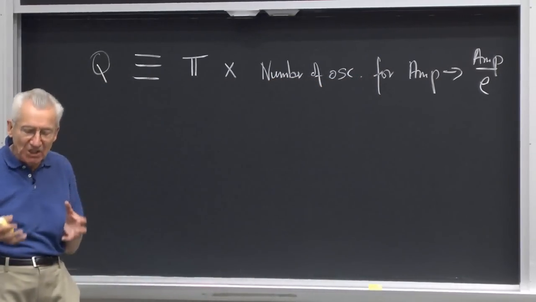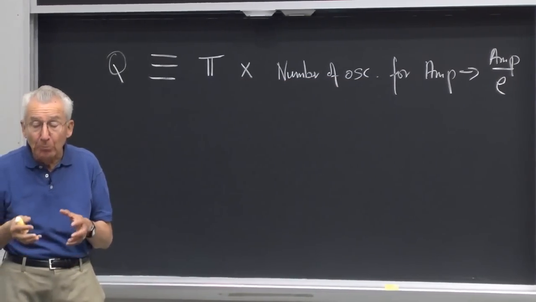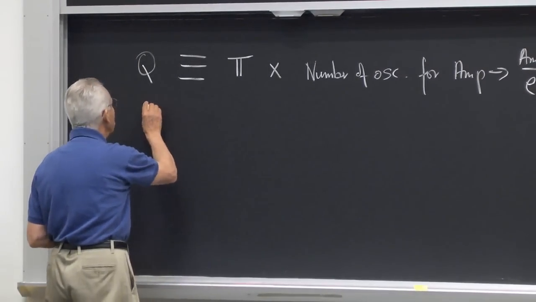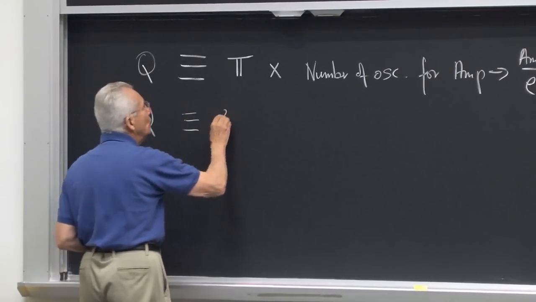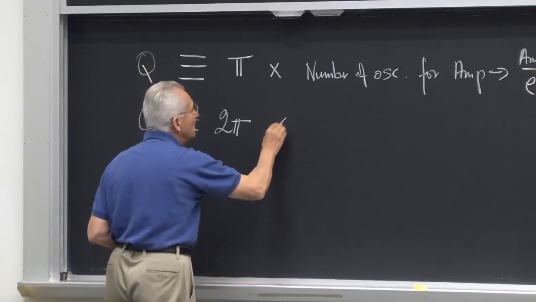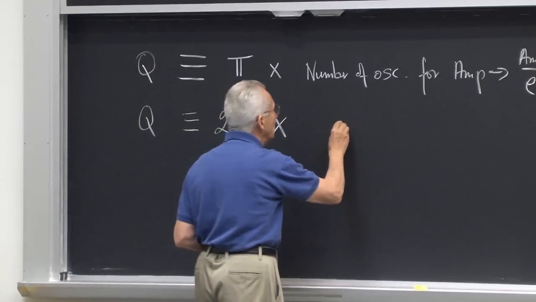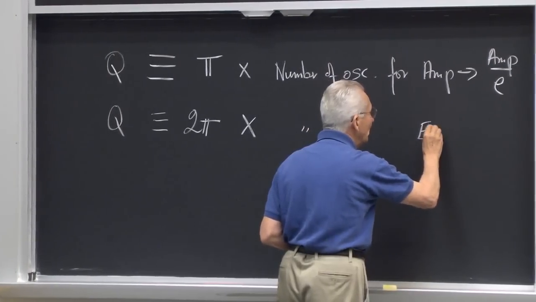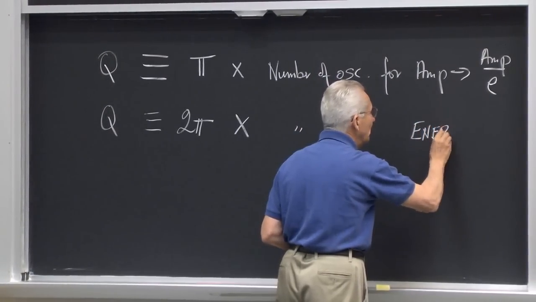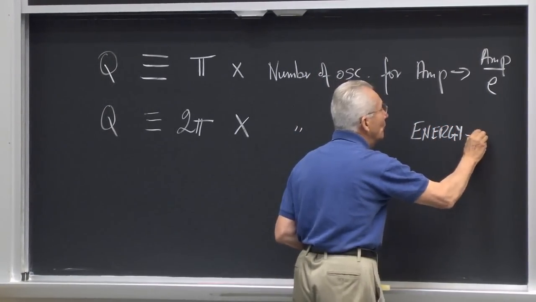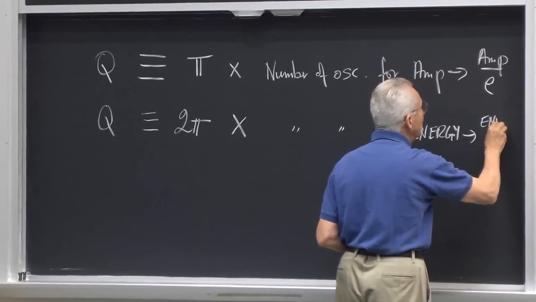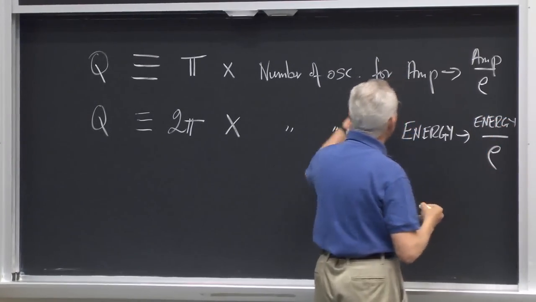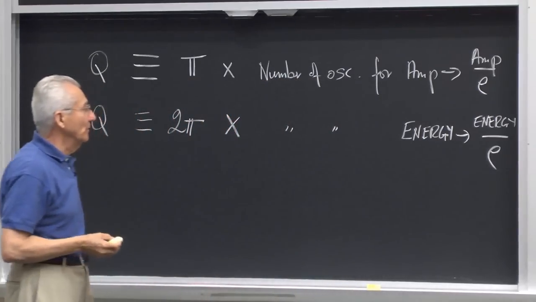Because the energy stored in an oscillator is proportional to the amplitude squared, this is equivalent to 2 pi times the number of oscillations it takes for the energy to go down to the energy over e. These are equivalent because one is the square of the other.